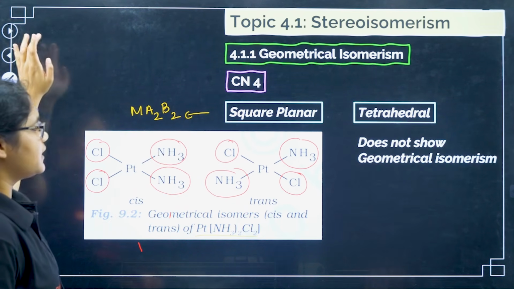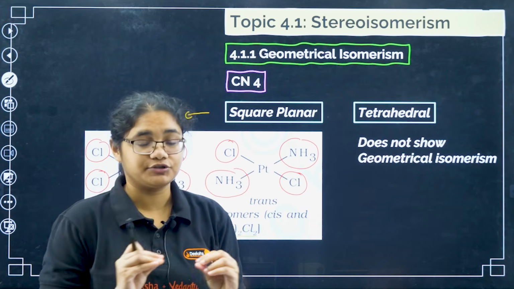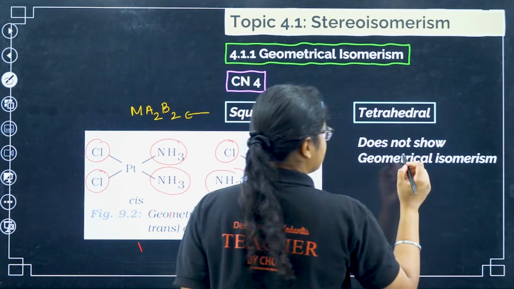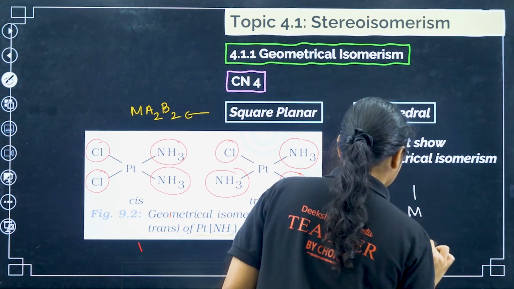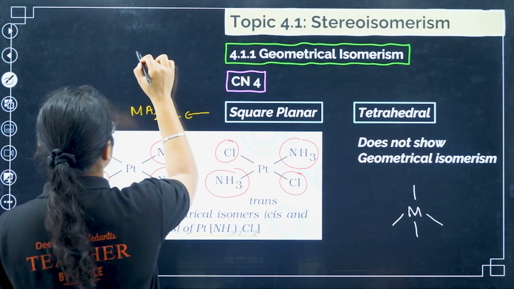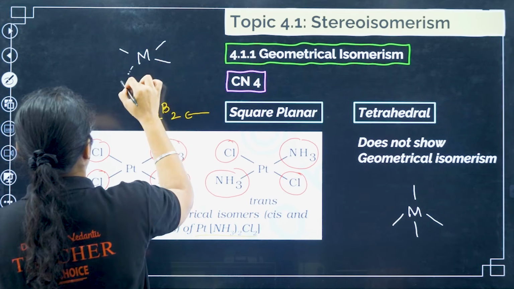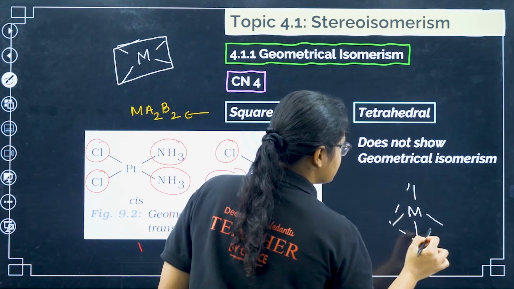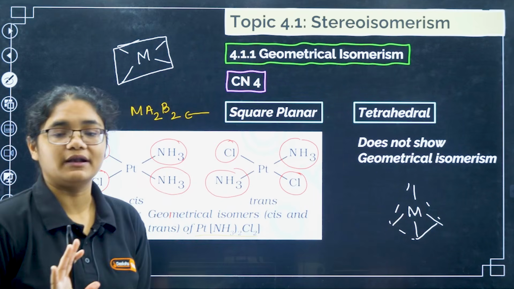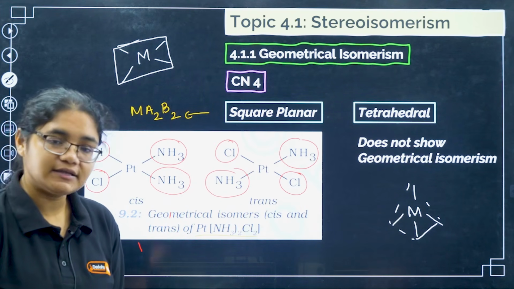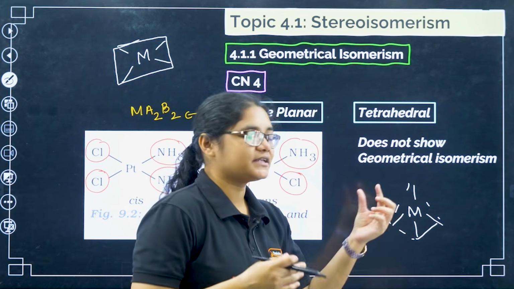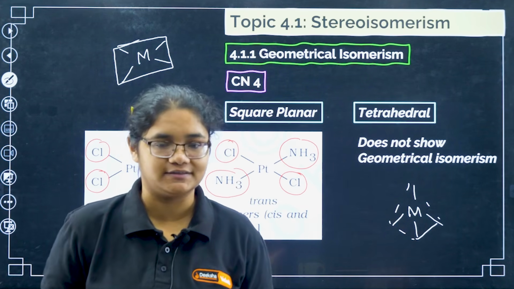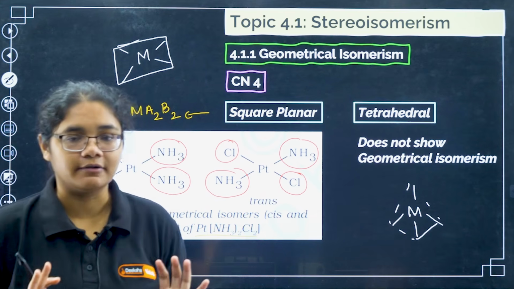Now coming to the next one, tetrahedral structures do not show geometrical isomerism. What is a tetrahedral structure? It is like M, with a structure like this. What is square planar? Square planar is like this: all 4 bonds are in one plane. If you have a tetrahedral structure like this, then no geometrical isomerism is possible. The reason is that all the groups are equidistant, equally spaced in the spatial arrangement, so we cannot have any difference there. So no isomerism in tetrahedral structure.